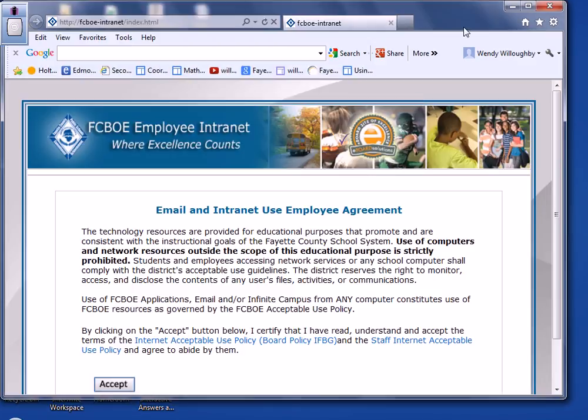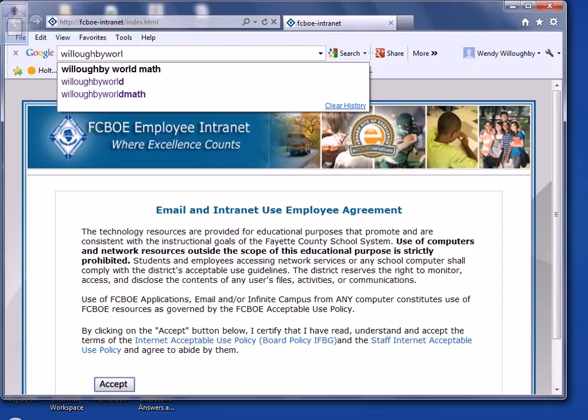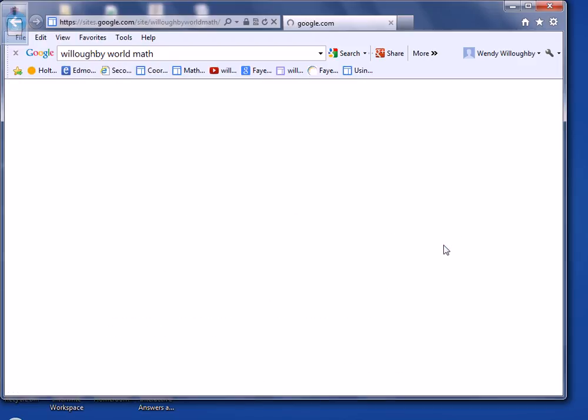Okay. There's a couple ways you can do it. You can go to the Stars Mill website. Or you can Google Willoughby World, and you see what pops up. Here we go, Willoughby World map. That's me. You click on that, and apparently you wait a long time. There we go. Now it's doing something. And there's my website.